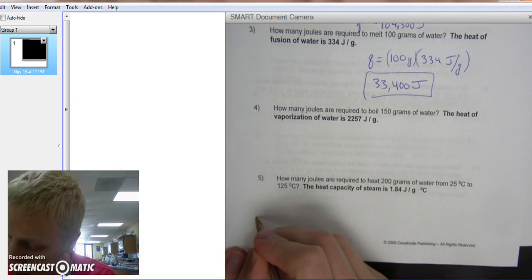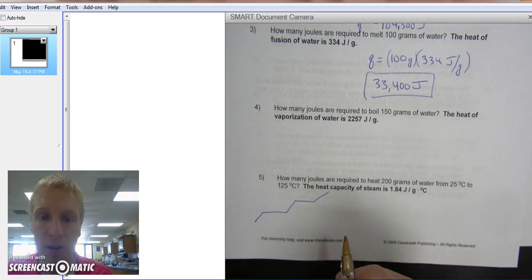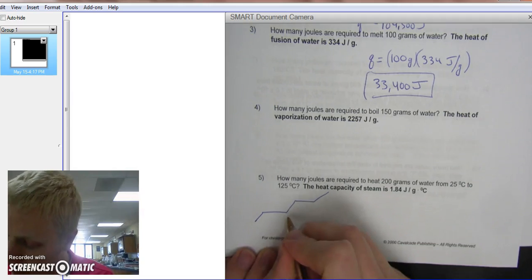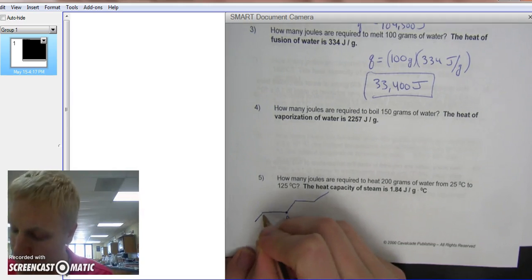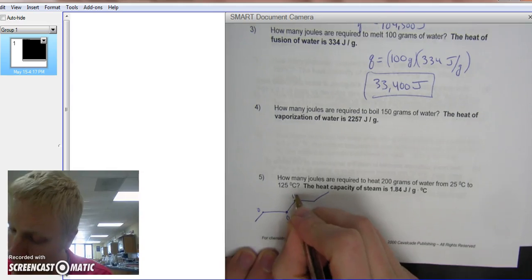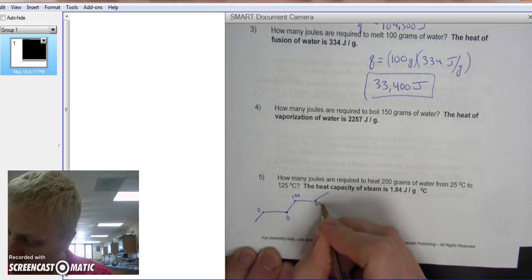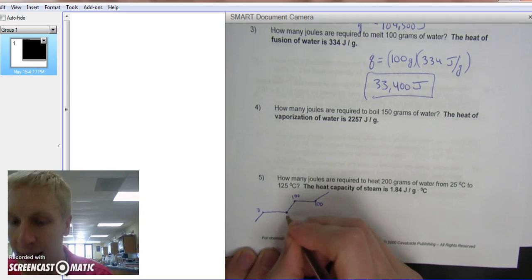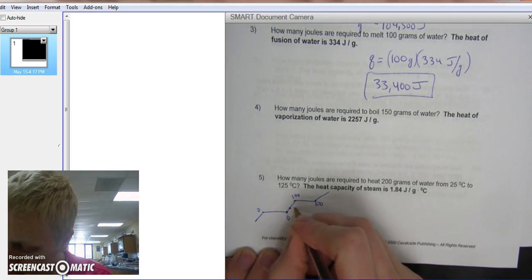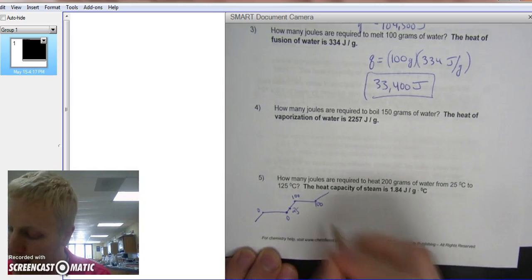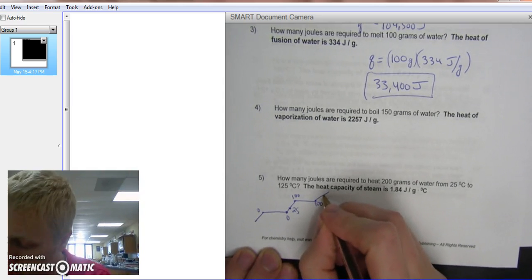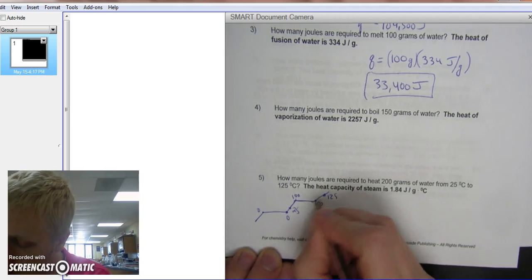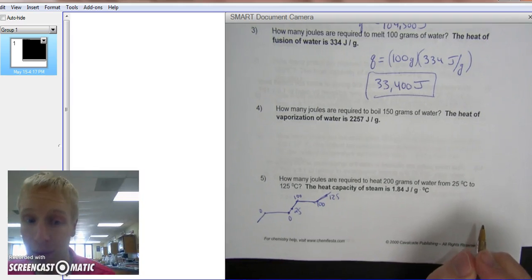Alright, I'm going to draw my little heating cooling curve, and we're talking about 25 Celsius. Remember, this is 0, that's the freezing point of water, and 100 is the boiling point of water. We're starting at 25, which is within this line that's between 0 and 100, and we're ending at 125, which is in this line that's above 100. So we're going through 1, 2, 3 lines. We're going to have 3 equations.